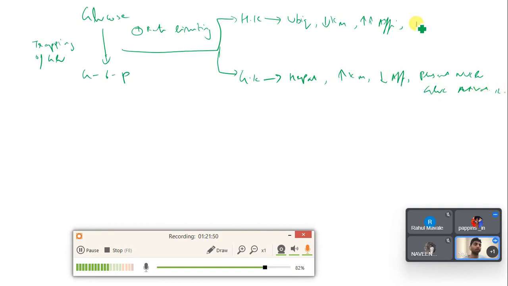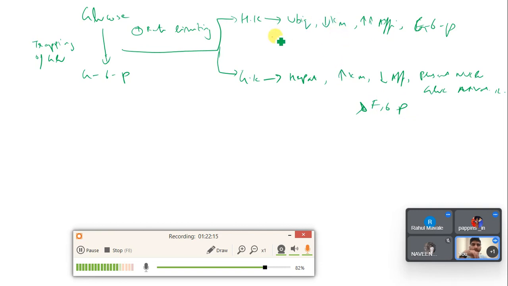Sorry, what was the inhibitor here, which stops hexokinase? Glucose 6 phosphate. So the inhibitor of hexokinase is glucose 6 phosphate. Here it is fructose 6 phosphate. Now, did I leave anything important?